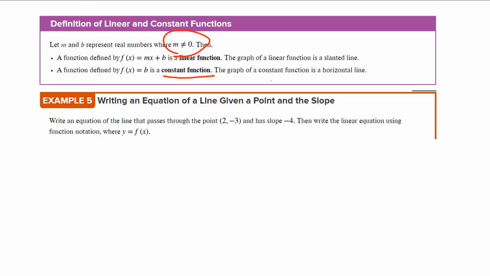It's just a horizontal line, and it doesn't ever change. It has the same value the whole time as far as the f of x, the y coordinate. And so we call that a constant function.